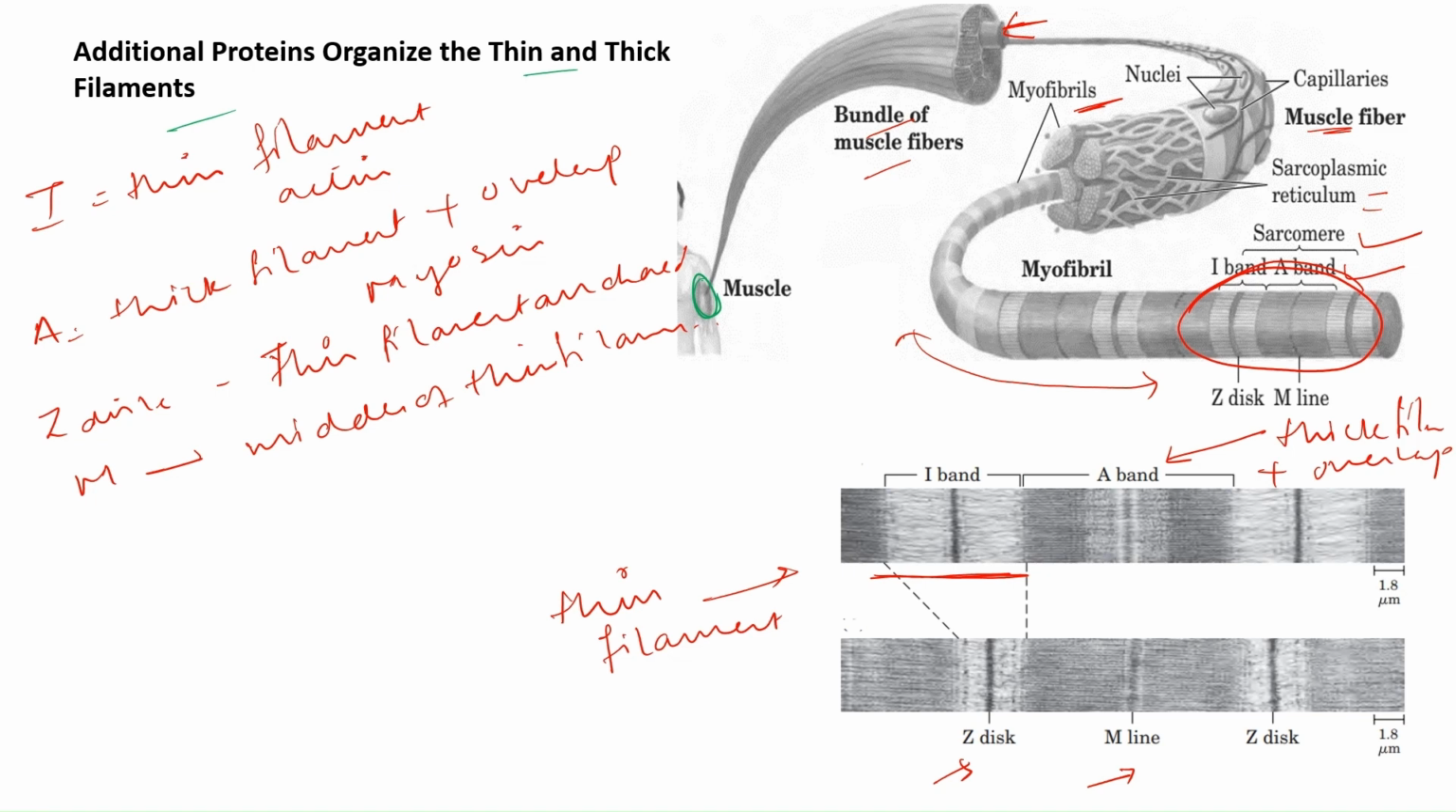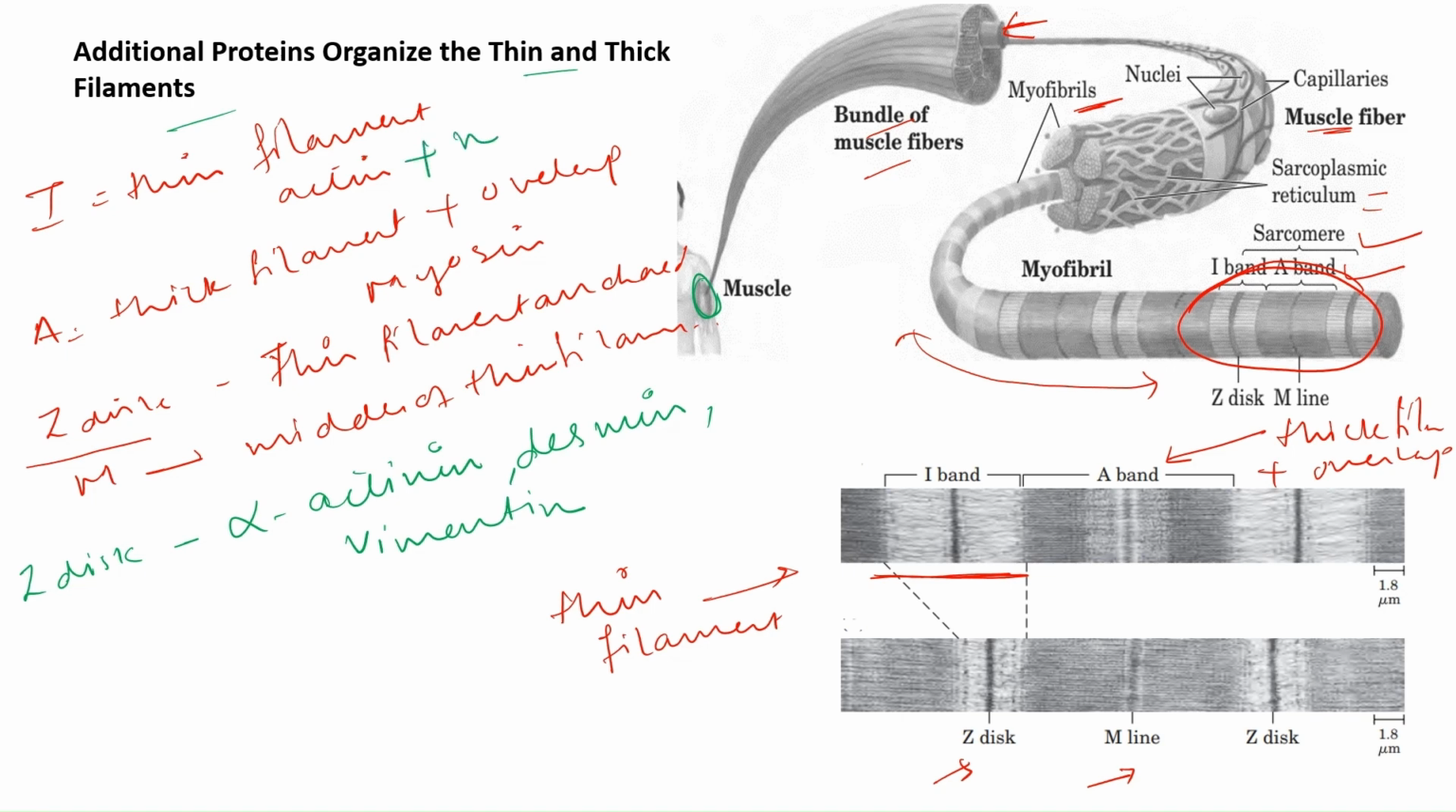Now this Z disc where these thin filaments are anchored, it also contains some other minor proteins. What are these? Alpha-actinin, desmin, vimentin. This thin filament which contains mainly actin, along with actin, it contains a large protein called nebulin.